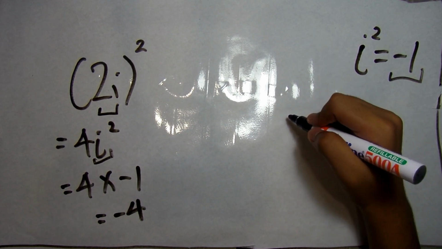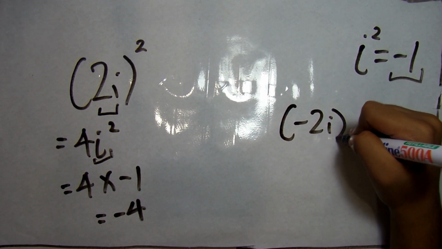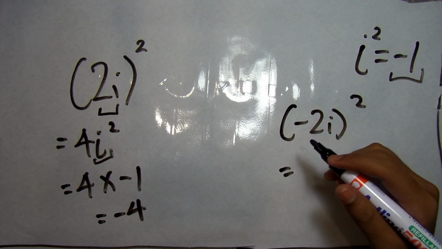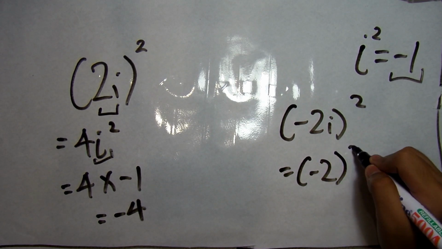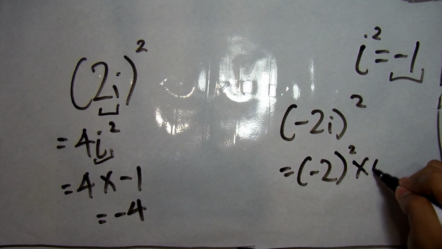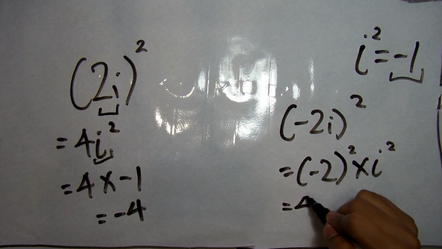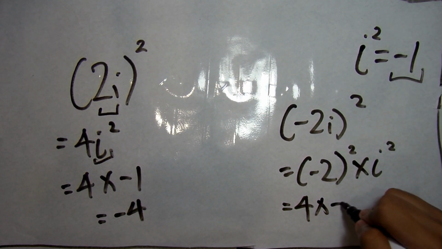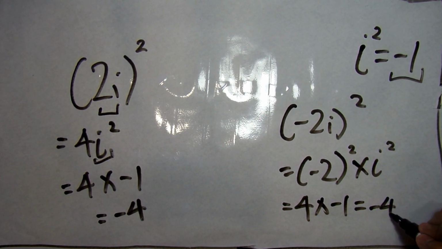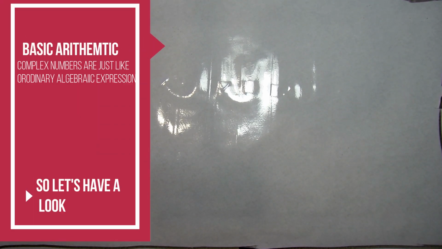And when we have (-2i)², it's (-2)² times i². (-2)² is 4 and i² is -1. So it both gives the same answer of -4. Complex numbers can be added, subtracted, multiplied and divided.